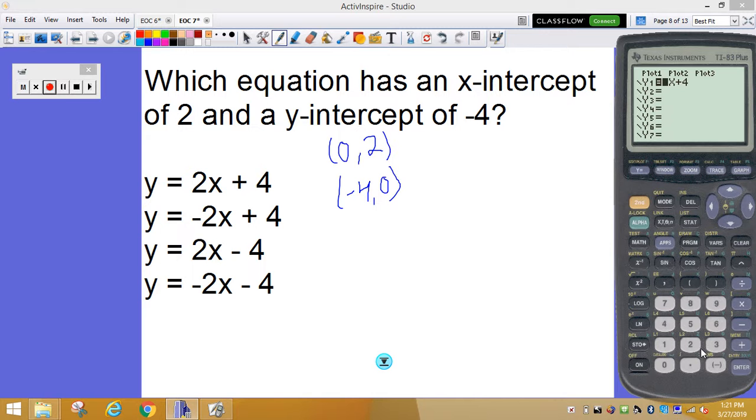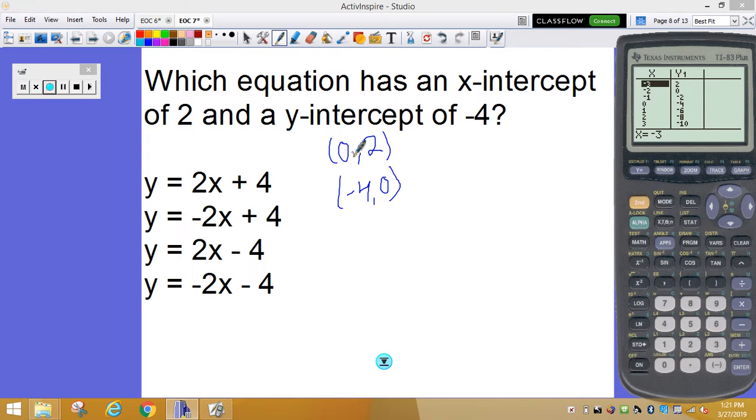So let's try the next one. Negative 2x plus 4. And let's do second graph. I want 0, 2. Nope, again, I got 0, 4. That's not right. Let's try the next one. The next one is 2x minus 4. Let's look. I got 0, negative 4. No, that's not right either. Okay, let's try the next one. Negative 2x minus 4. And I got 0. None of these are right.